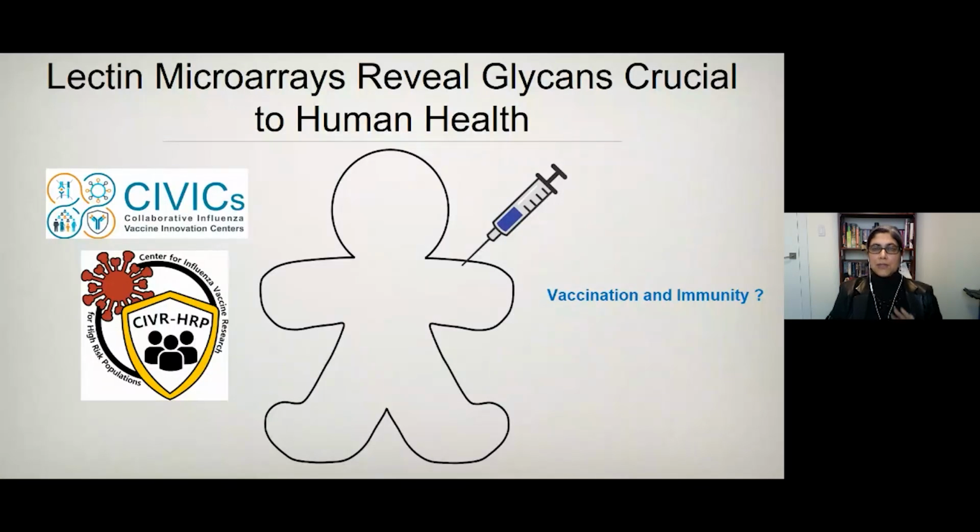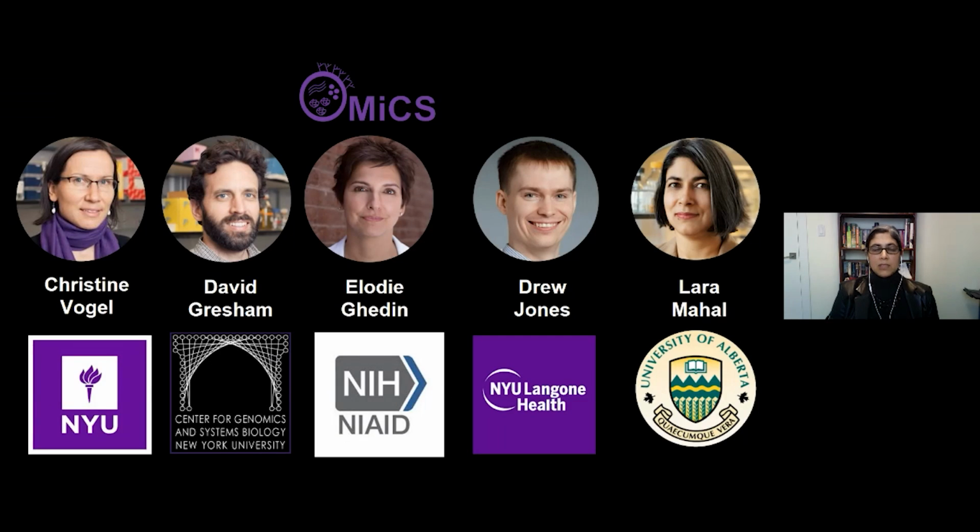So, okay, that's kind of host response. I want to turn for the last little bit to talking about glycans in vaccination and immunity. This is all work that's done with the CIVICs and of course with the Center for Influenza Vaccine Research for high-risk populations. Next slide, please. So this is the omics team of the CIVR. I just wanted to show all of their faces.